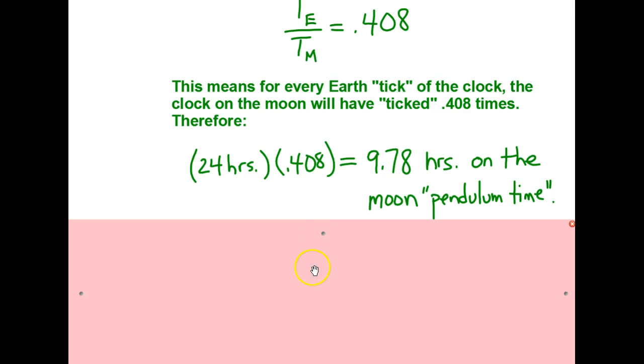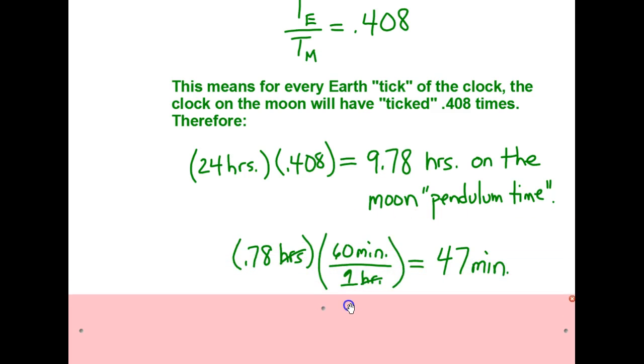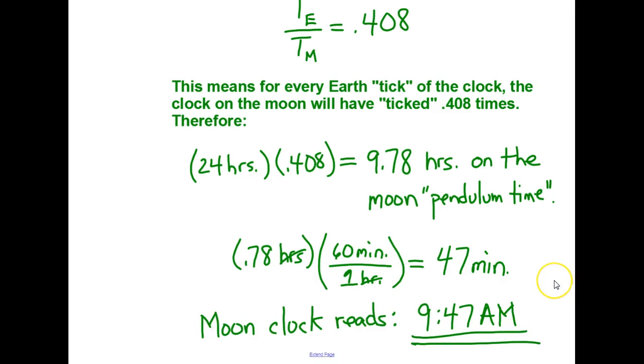Now what we need to do is convert that 0.78 hours to minutes, and do a quick little dimensional analysis for that, and we get 0.78 hours is 47 minutes. Multiply 0.78 by 60 minutes in 1 hour. This means that our time on our moon clock after one complete Earth day would be 9:47 a.m.